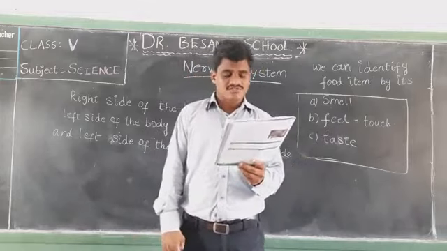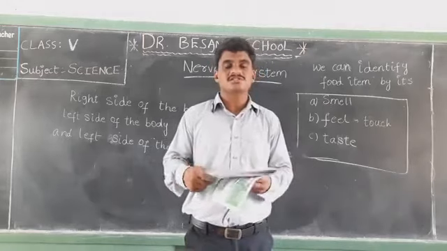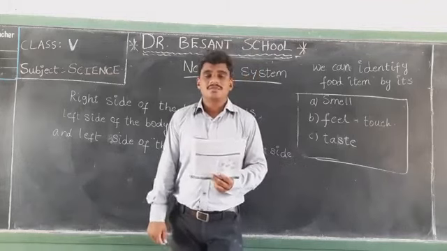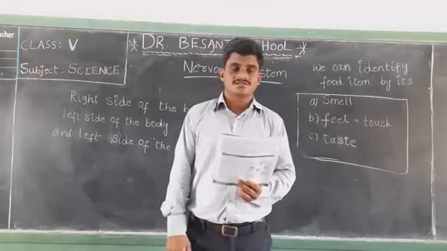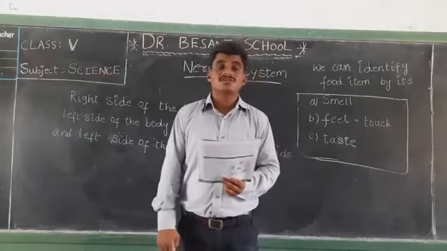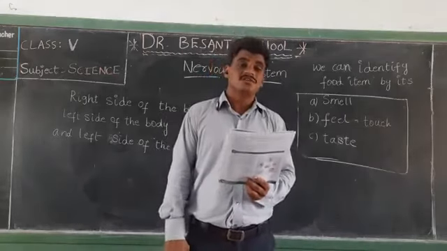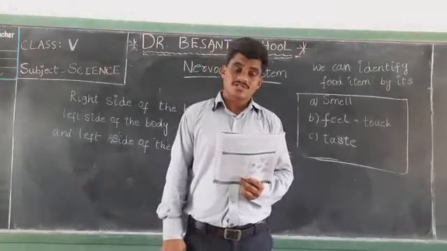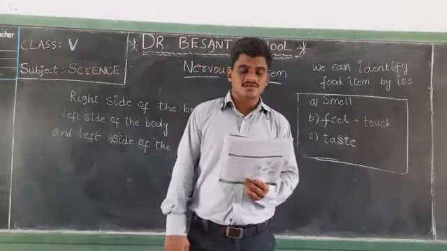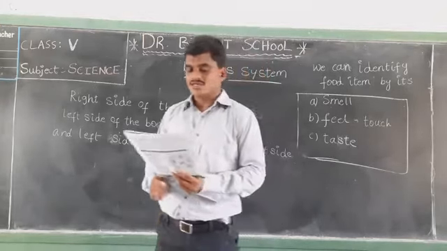Let us learn about different parts of the nervous system. Children, turn to page number 10. The brain. The brain is located in the head. It is soft like jelly. It is covered and protected by the skull. The skull is very hard. It protects the brain. The brain manages the entire body but weighs only about 1.5 kg.